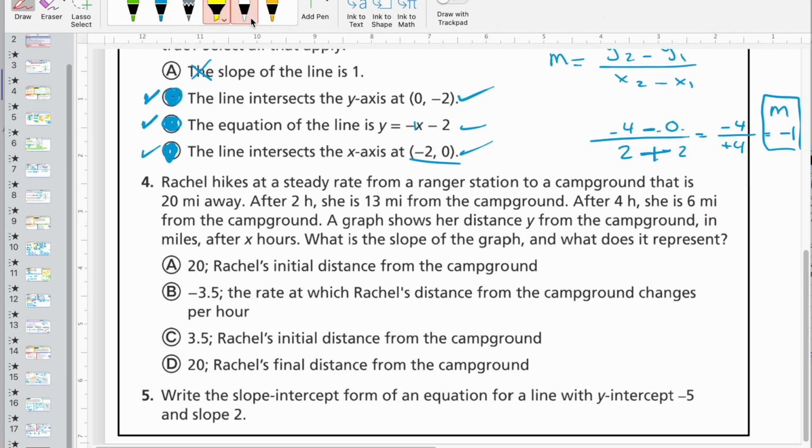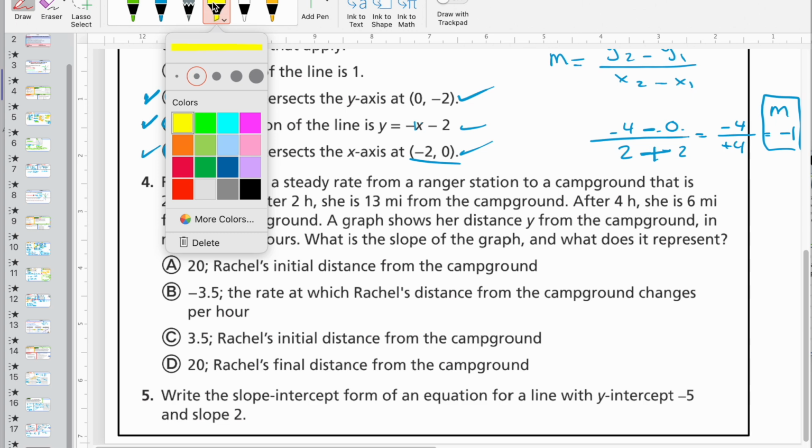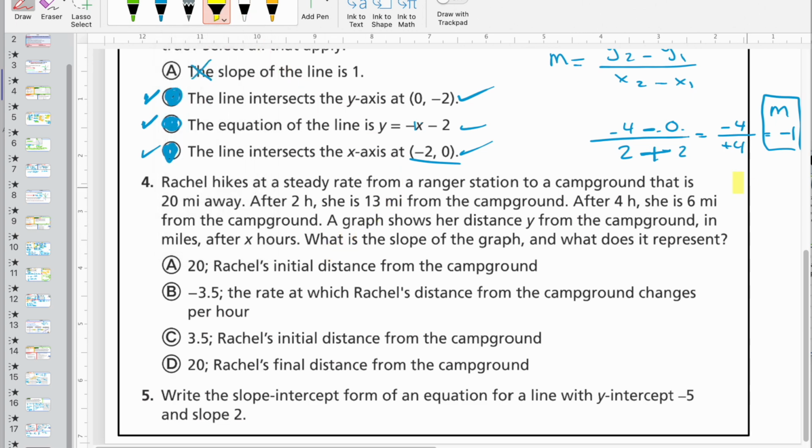Rachel hikes at a steady rate from a ranger station to a campground that is 20 miles away. After 2 hours, she is 13 miles from the campground. After 4 hours, she is 6 miles from it. The graph shows the distance. Okay, what's the total amount she hikes? 20 miles.